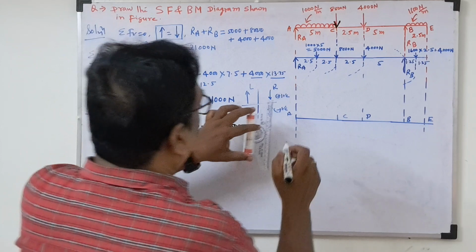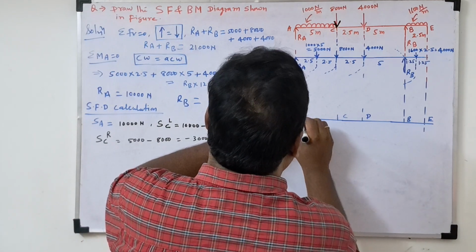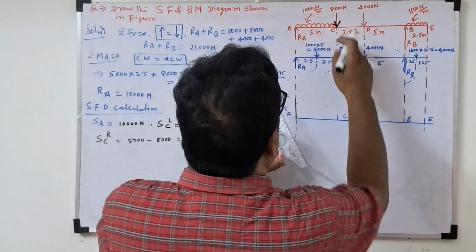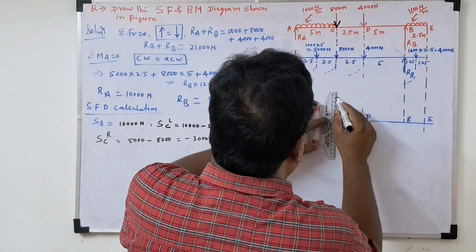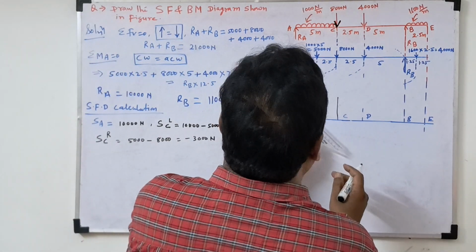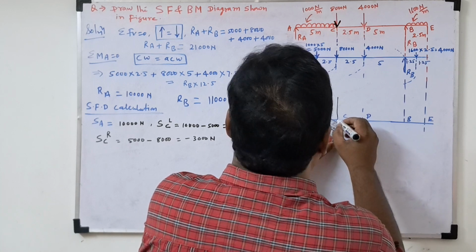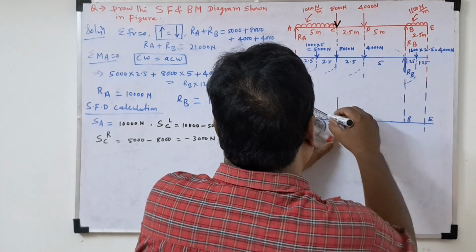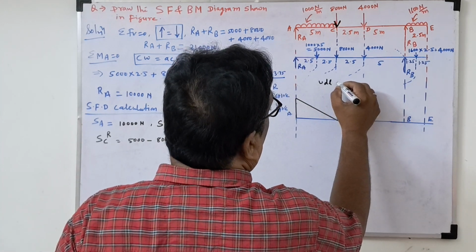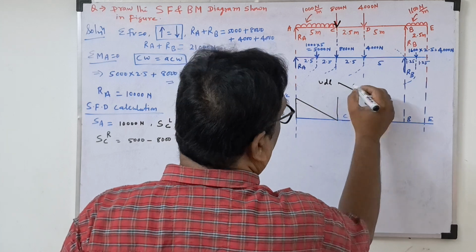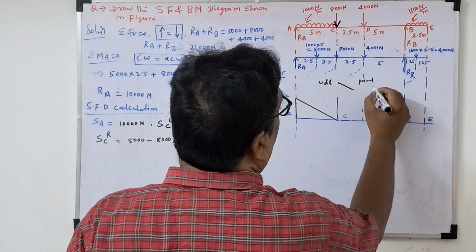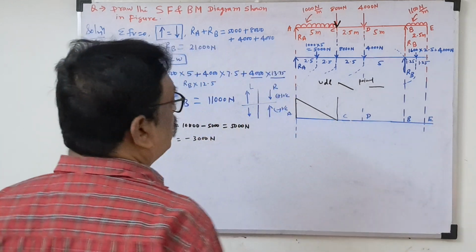So let's check how we'll draw the shear force diagram. First this is going 10,000. Now in between, the UDL is there. So that means for this UDL it will be an inclined line. Up to this we'll draw the inclined line. If UDL is there, an inclined line will be there. If a point load is there, a straight line will be there. Okay, so draw the diagram.